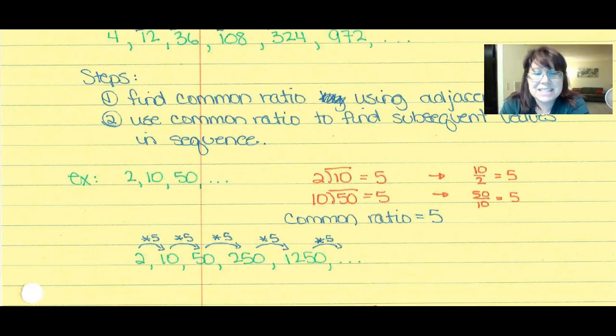Let's look at the sequence 2, 10, 50. Now, if it's not obvious to you, then what we can do is take that second number, 10, divide it by 2, and we get 5. Take the third value, divided by the second value, we get 5. We know the common ratio is 5. So to get to the next number, 50 times 5 is 250. 250 times 5 is 1250, so on and so forth.